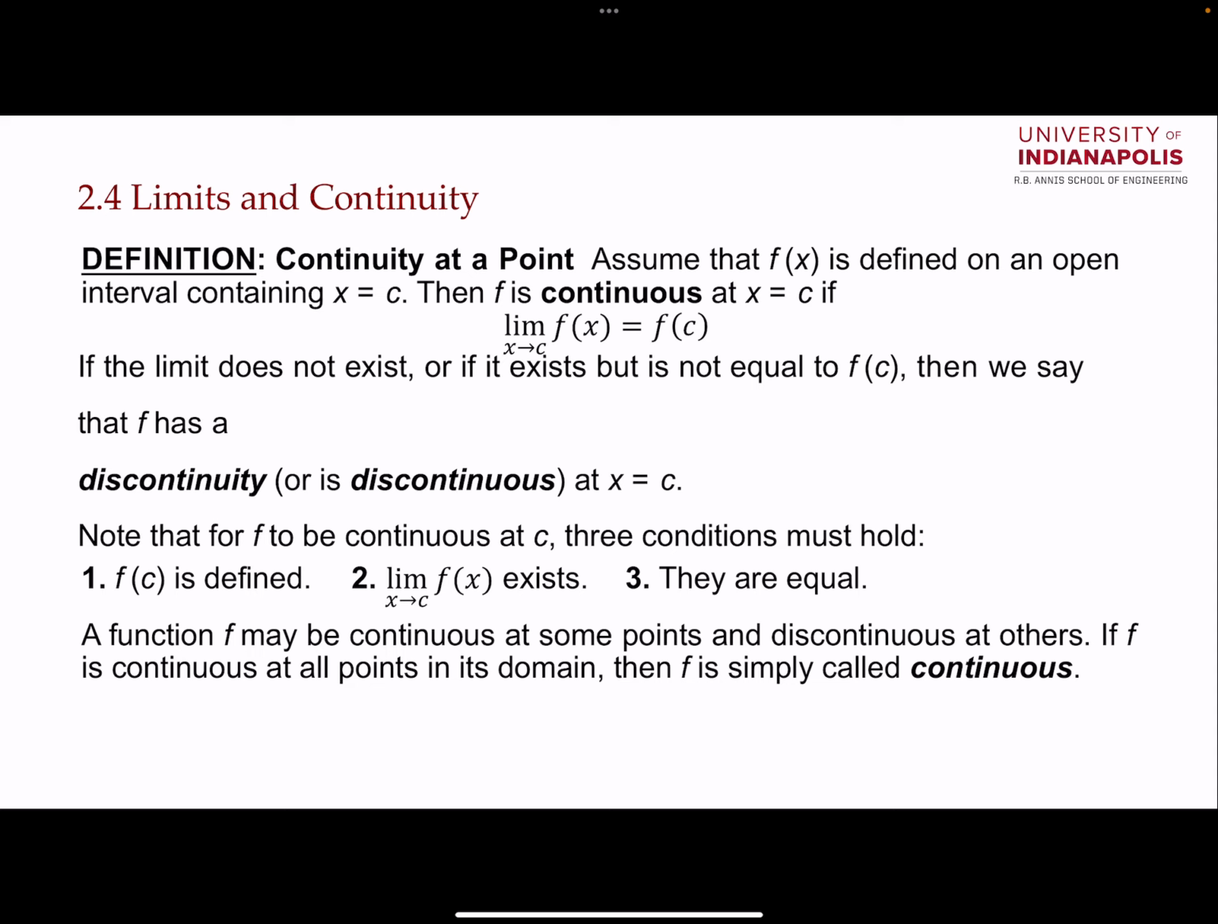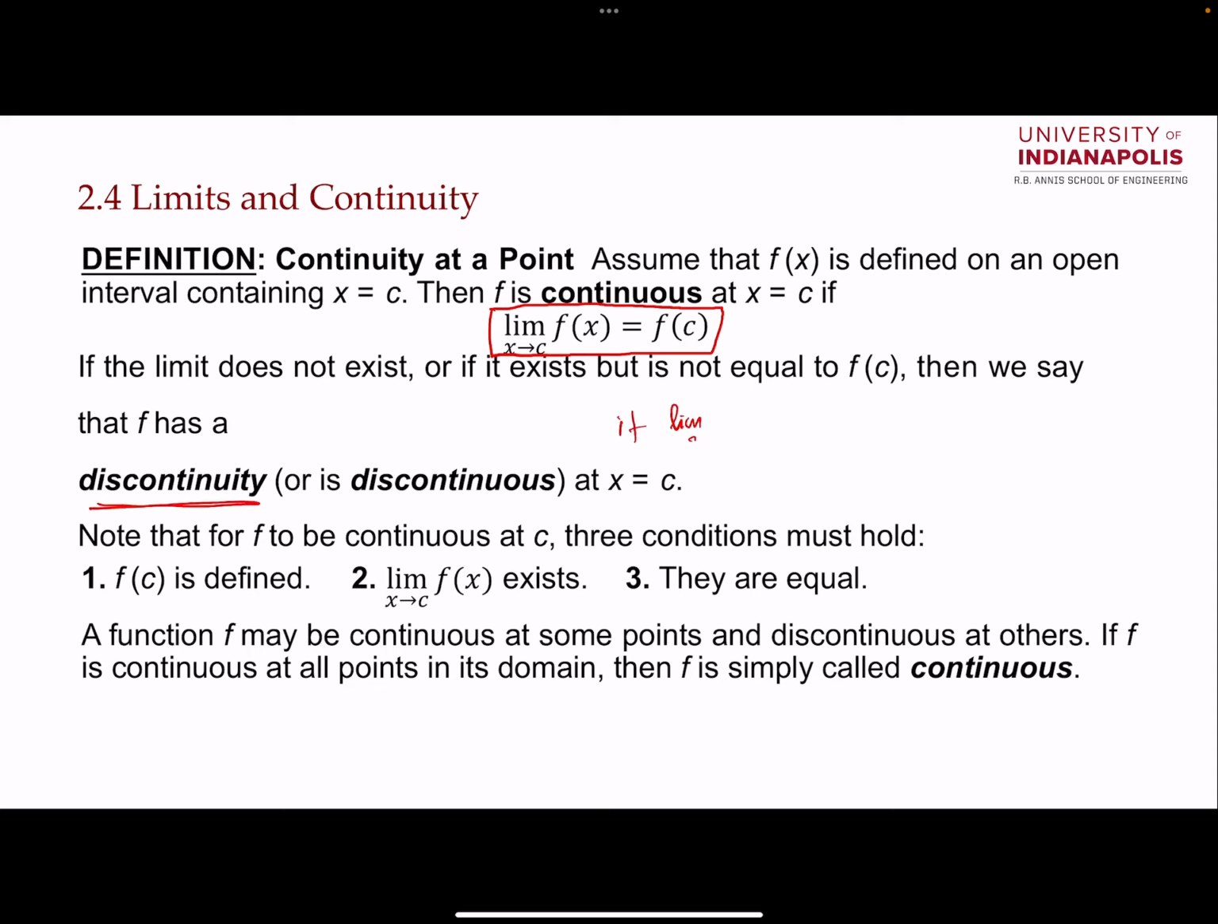So continuity at a point: assume that f(x) is defined on an open interval containing x equals c, then f is continuous at x equals c if the limit as x goes to c of f(x) equals f(c). So this is the condition that needs to be satisfied. The limit should exist, and that limit should be equal to the value of the function at c. If the limit does not exist, or if it exists but is not equal to f(c), then we say that f has a discontinuity.